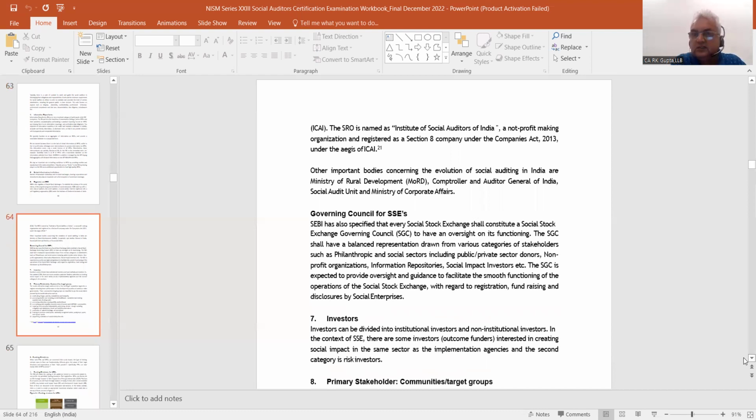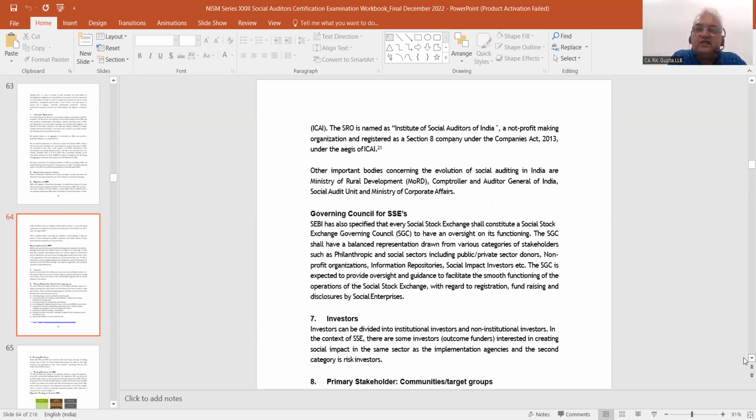And the SRO is named as the Institute of Social Auditors in India, an NPO, which is registered as a Section 8 company. Now all the three institutes have formed their own SROs. Other important bodies concerning the evaluation of social auditing in India are the Ministry of Rural Development, CAG, and the Ministry of Corporate Affairs. Then there is a concept of governing council.